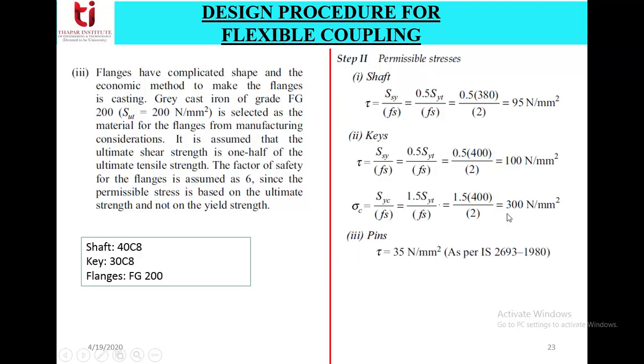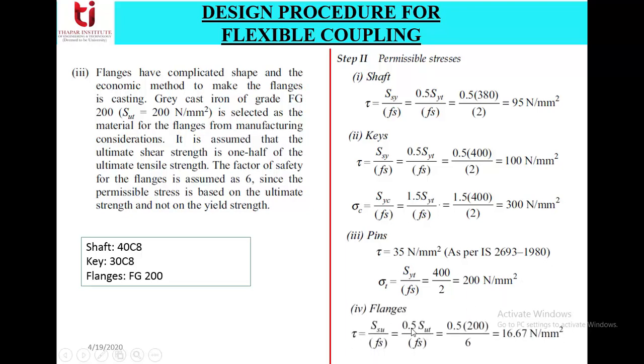Same way for pin. For pin, we have general guidelines that the shear strength should not exceed 35 megapascal. So we are following the Indian Standard Code 2693 revised in 1980. Then we have the spin, which may be subjected to direct tensile stresses. So there, the allowable will be tensile strength divided by factor of safety, that is 200 megapascal.